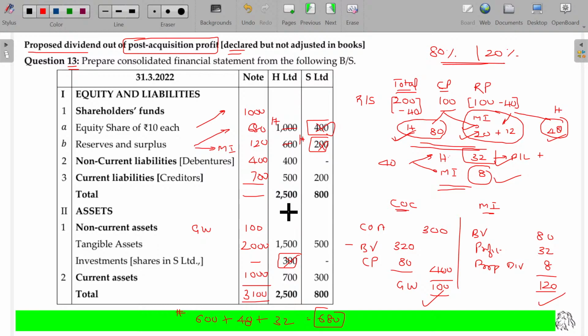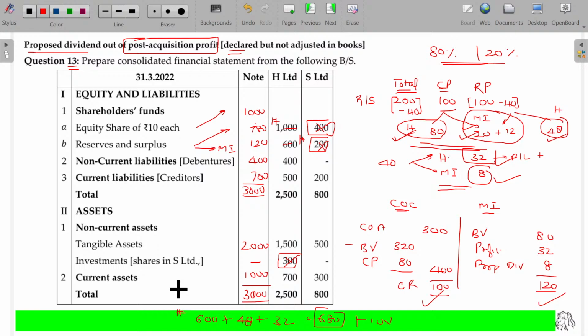Ah, 2900. Oh, you are getting capital reserve. Sorry, capital reserve. Yeah, you pay less, so it is capital reserve. Then this value being 780. Okay. The ultimate total being 3000 rupees.